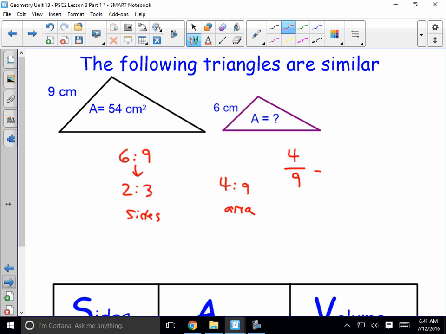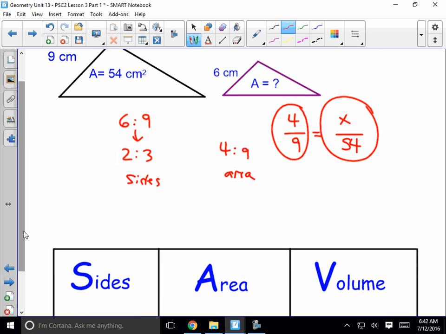Everything we've been doing in this semester is really proportionally based. So 4 is the small, 9 is the big. So my 54 has to go with the 9. My x has to go with the 4, making sure I'm getting the values lined up properly. So here is my area ratio, and here are the actual areas. And then I can cross multiply and solve from there.